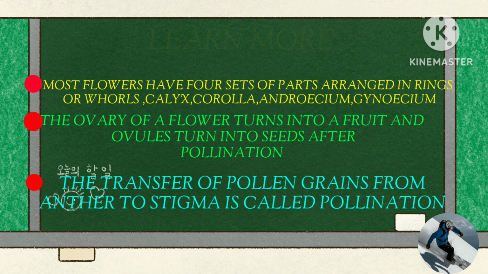Most flowers have four sets of parts arranged in rings or rolls: calyx, corolla, androecium, and gynoecium. The ovary of a flower turns into a fruit and ovules turn into a seed after pollination. The transfer of pollen grains from anther to stigma is called pollination.